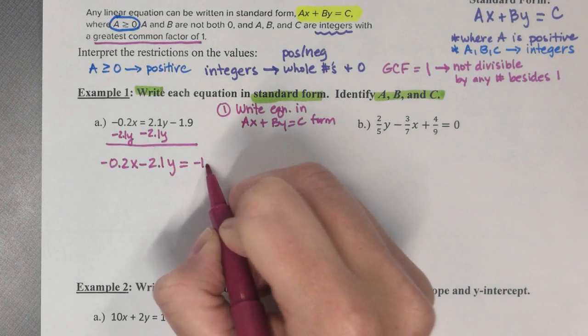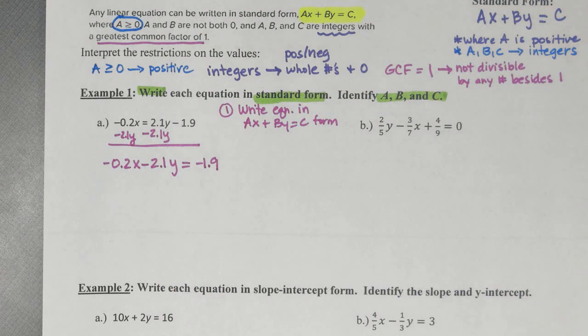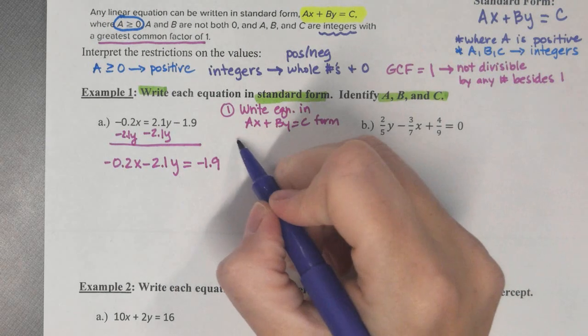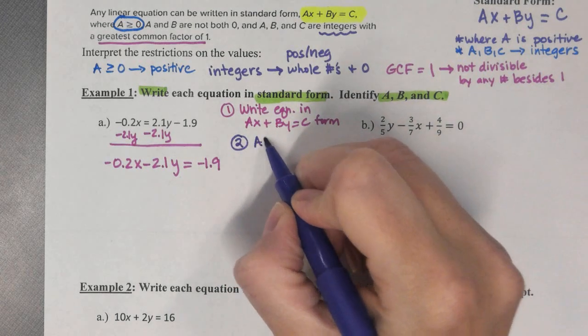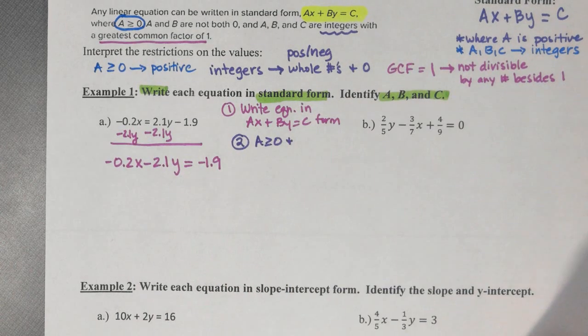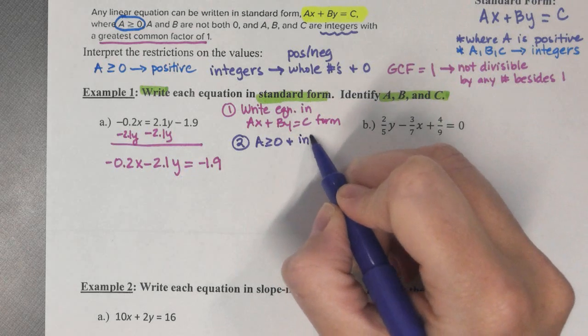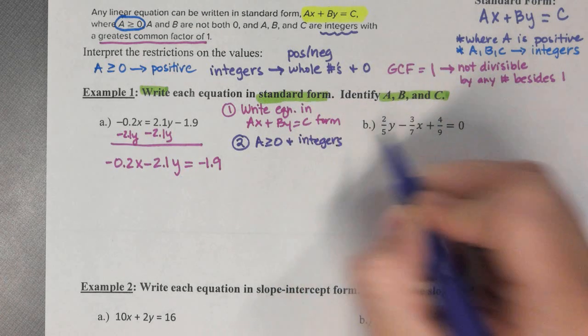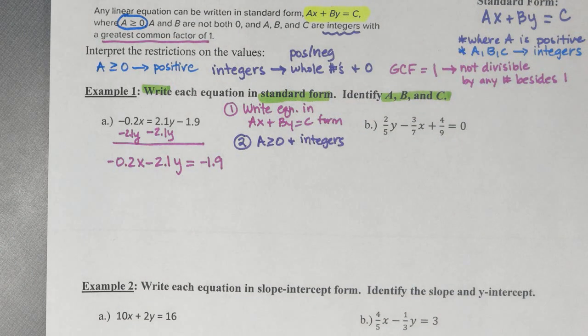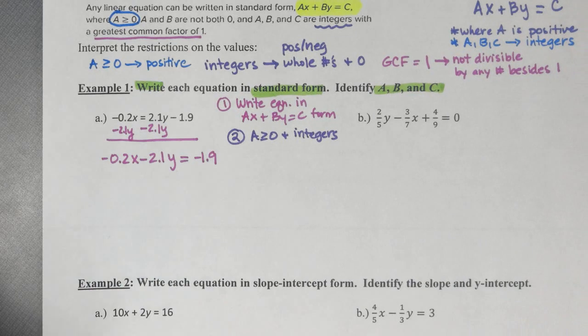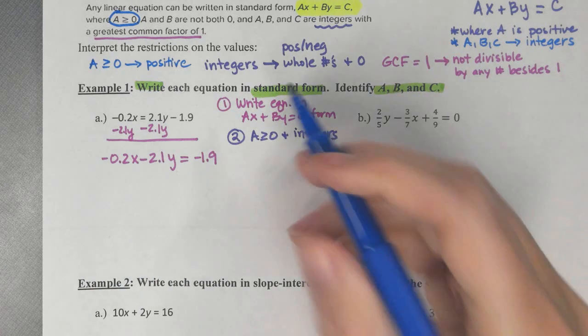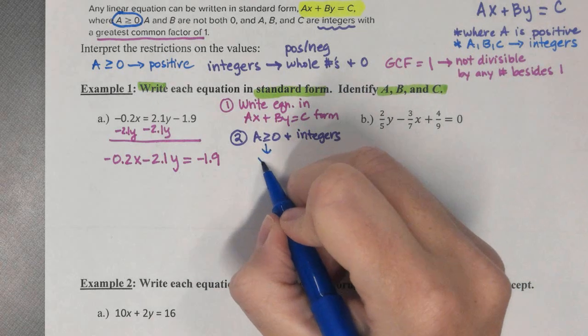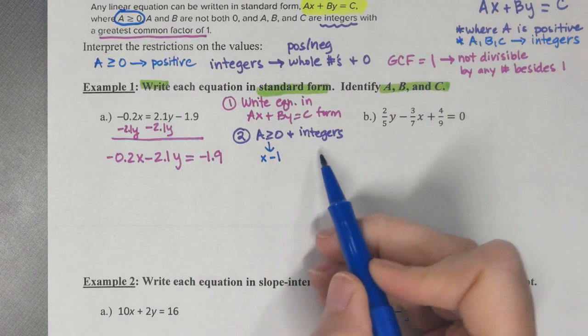Okay. Alright, now once you have that, you can do the next two steps together, and that's making sure that a is greater than or equal to 0, and making sure that you have integers. You can do those at one time. Okay, so in this case, is a positive? No. So just like we talked about, we would want to multiply everything by -1.